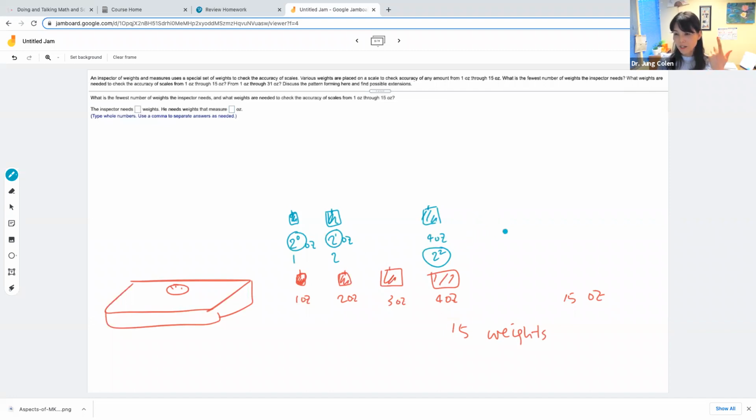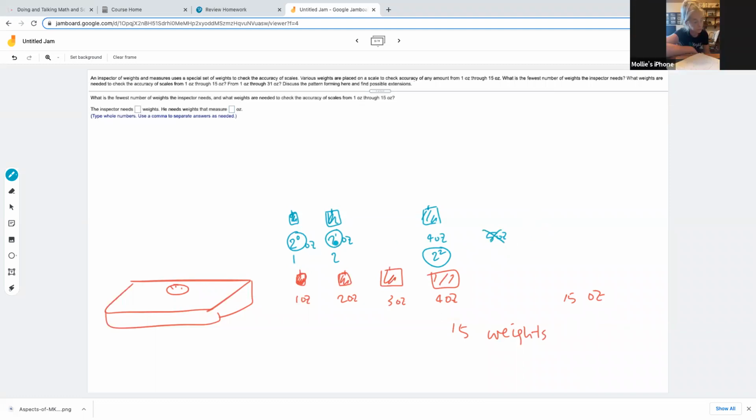How about for 5 ounces? For 5 ounces, you can use what we have, this one and that, right? 4 ounces and 1 ounce together is 5 ounces. So you don't need it, right? We can already use this. How about 6 ounces? Don't need it.